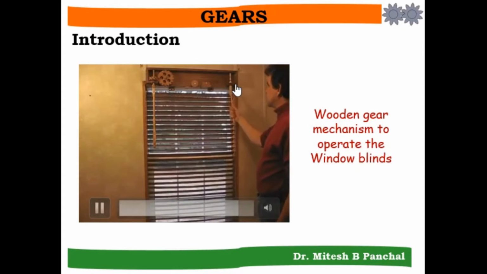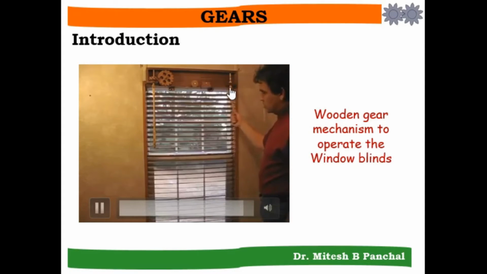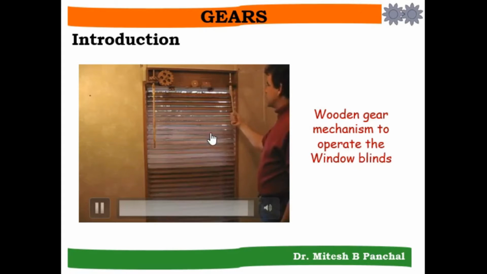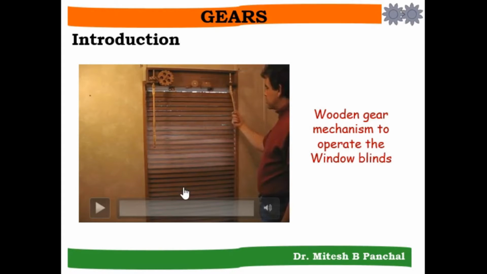Also, there is another gear mechanism provided at the other end of the window over here, which will tilt the window slides to open and close the window. So this one is also a good example regarding how the gear mechanisms were used in earlier days.